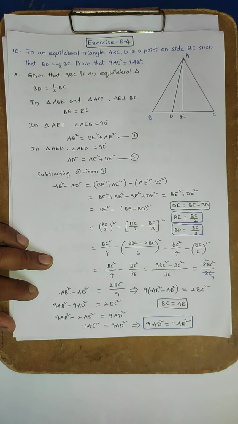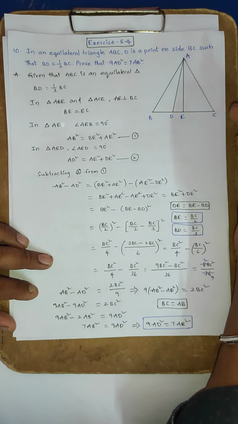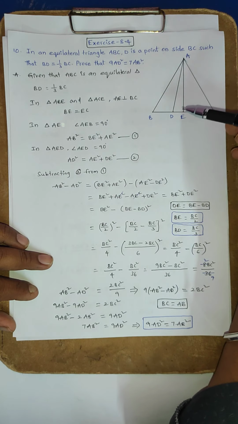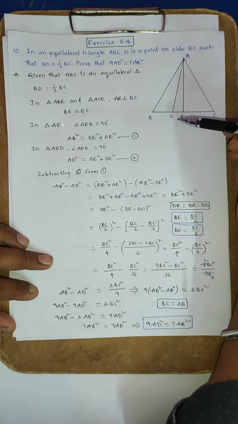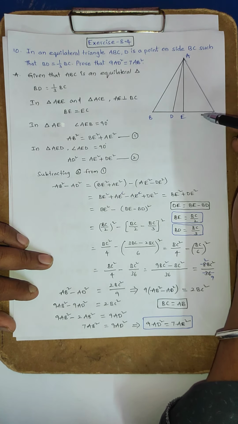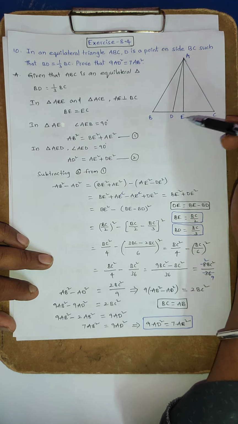Next, 10th one. Listen carefully. In an equilateral triangle ABC, equilateral triangle, D is a point on side BC. D is one of the points on the side BC such that BD is 1/3 of BC.